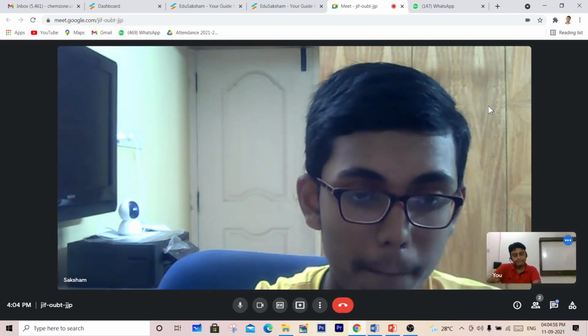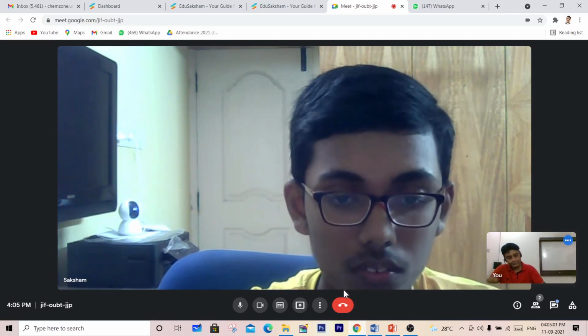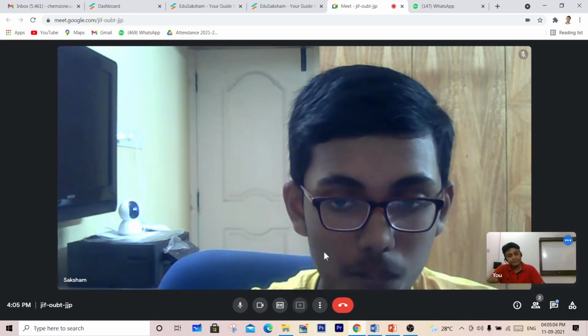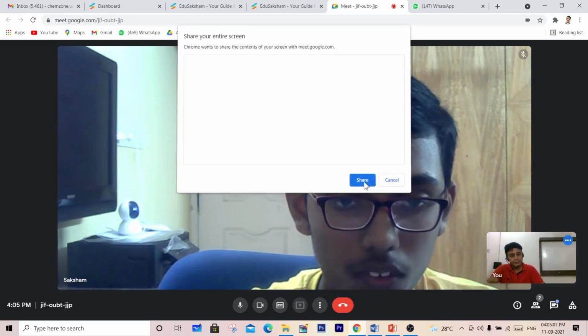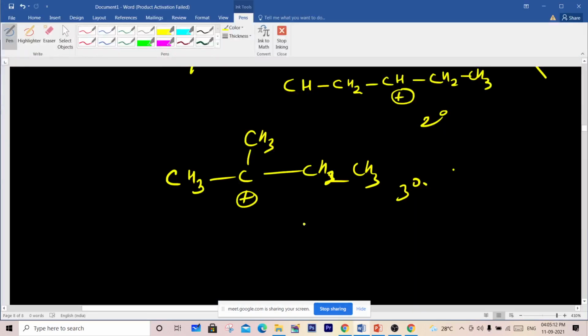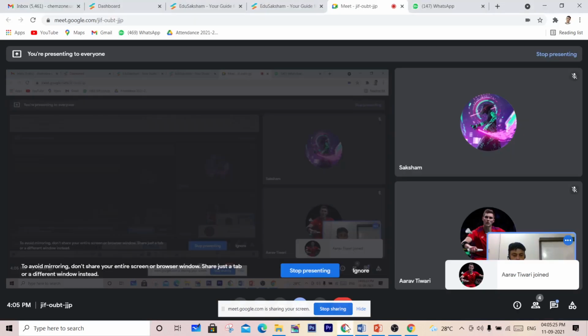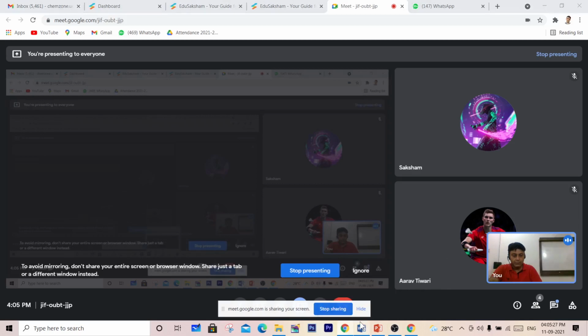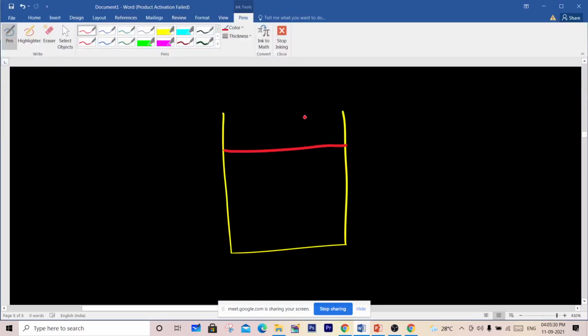Okay, I'm sharing my screen. Can you see my screen? Right. Here is a cylinder which contains some gas, right? Here I have put a piston.